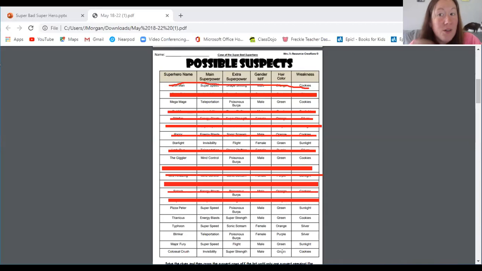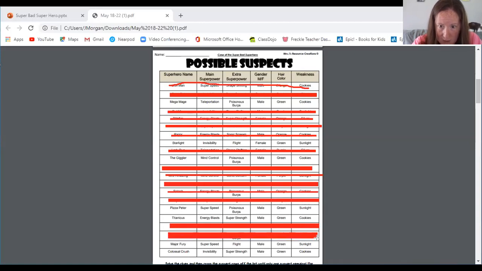Pizza Peter, you've got green hair. You're still a suspect. Tynacus, you have green hair. You can stay. Typhoon, you're gone. And Blinker, you're gone. Goodbye. You're no longer a suspect. And Major Fury, you're a suspect. You have green hair. And Colossal Crush, you've got green hair.